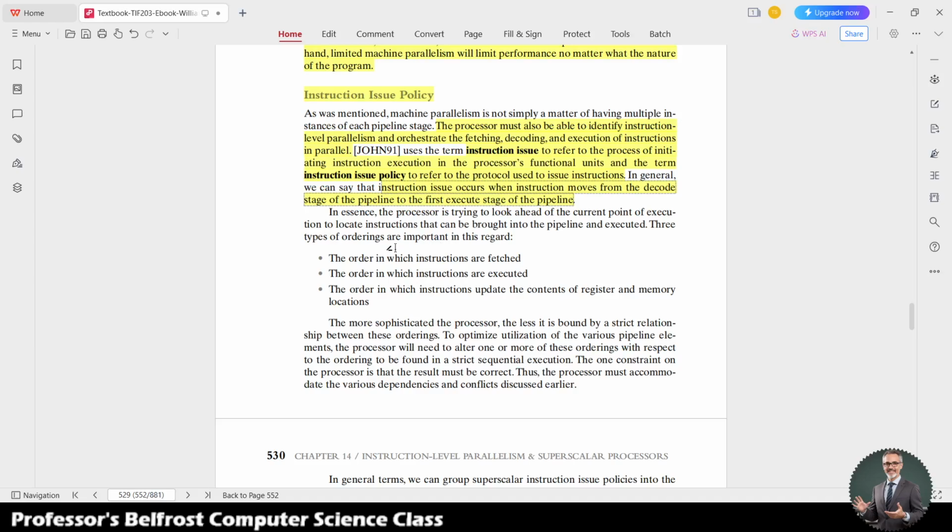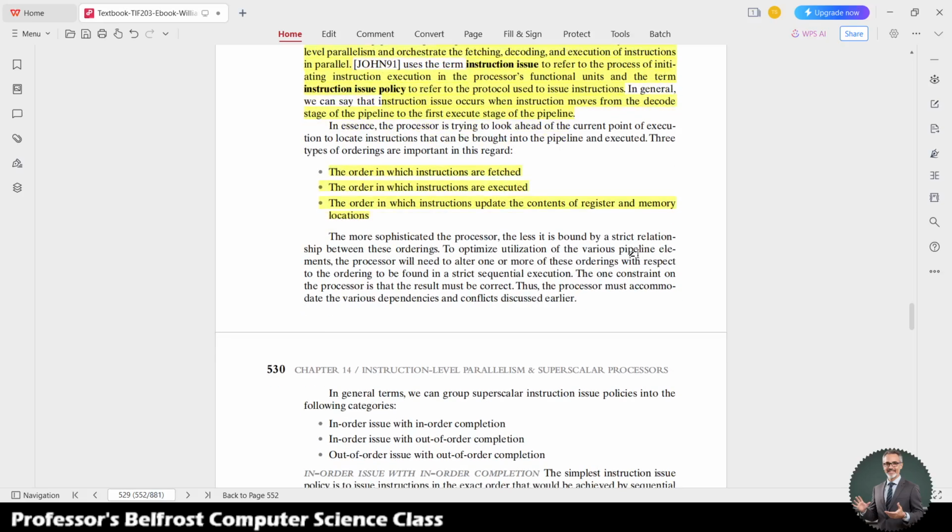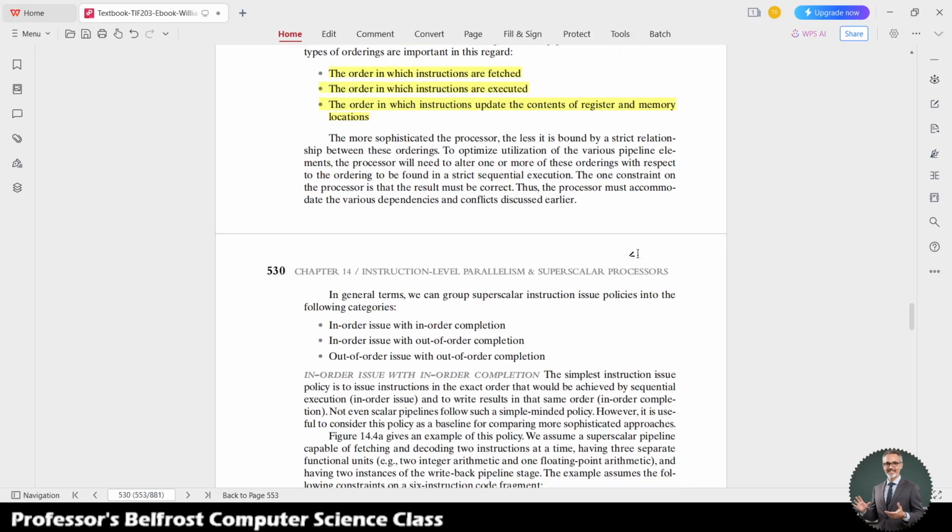There are three types of orderings that are important. The first is the order in which instructions are fetched. Second is the order in which instructions are executed. And third is the order in which instructions update the contents of registers and memory locations. The more sophisticated the processor, the less it is bound by a strict relationship between these orderings. To optimize utilization of the various pipeline elements, the processor will need to alter one or more of these orderings with respect to the ordering found in strict sequential execution.